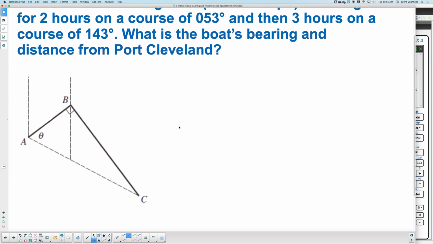Okay, this one's going to be the one rule breaker. Actually, it's not going to be a rule breaker. How many triangles do you see when you look at this picture? 2.